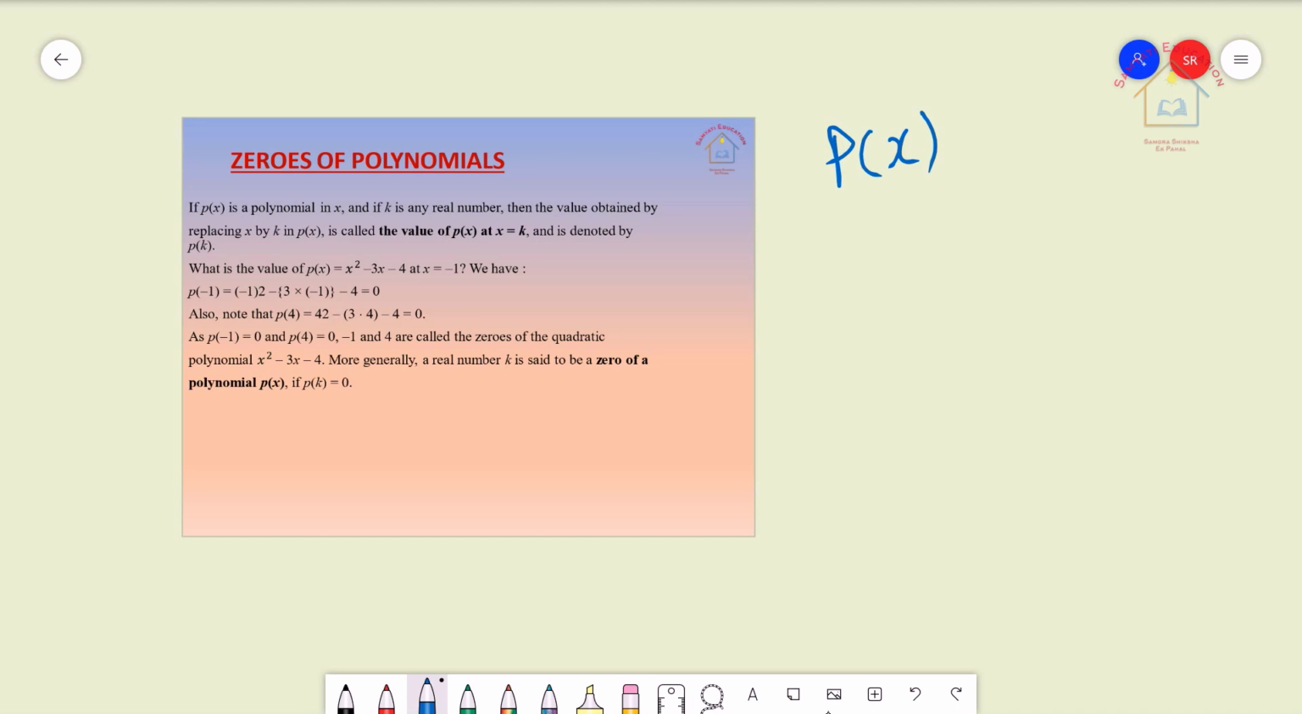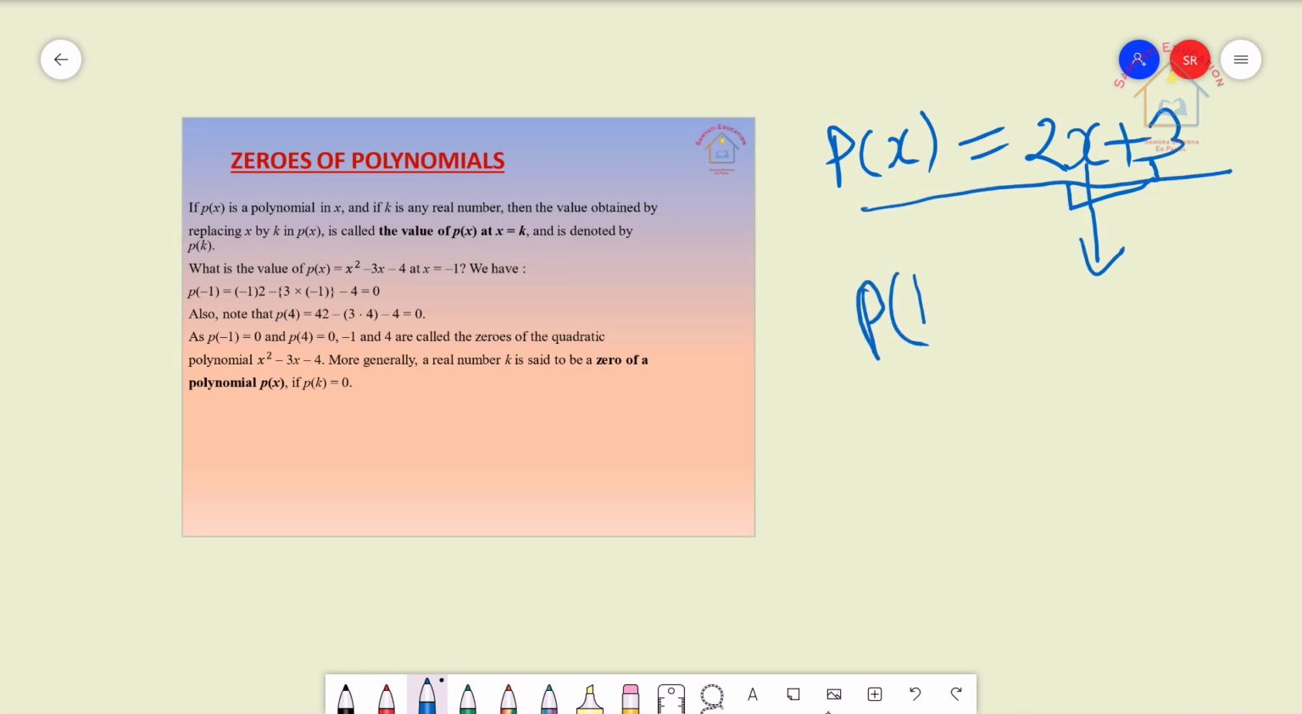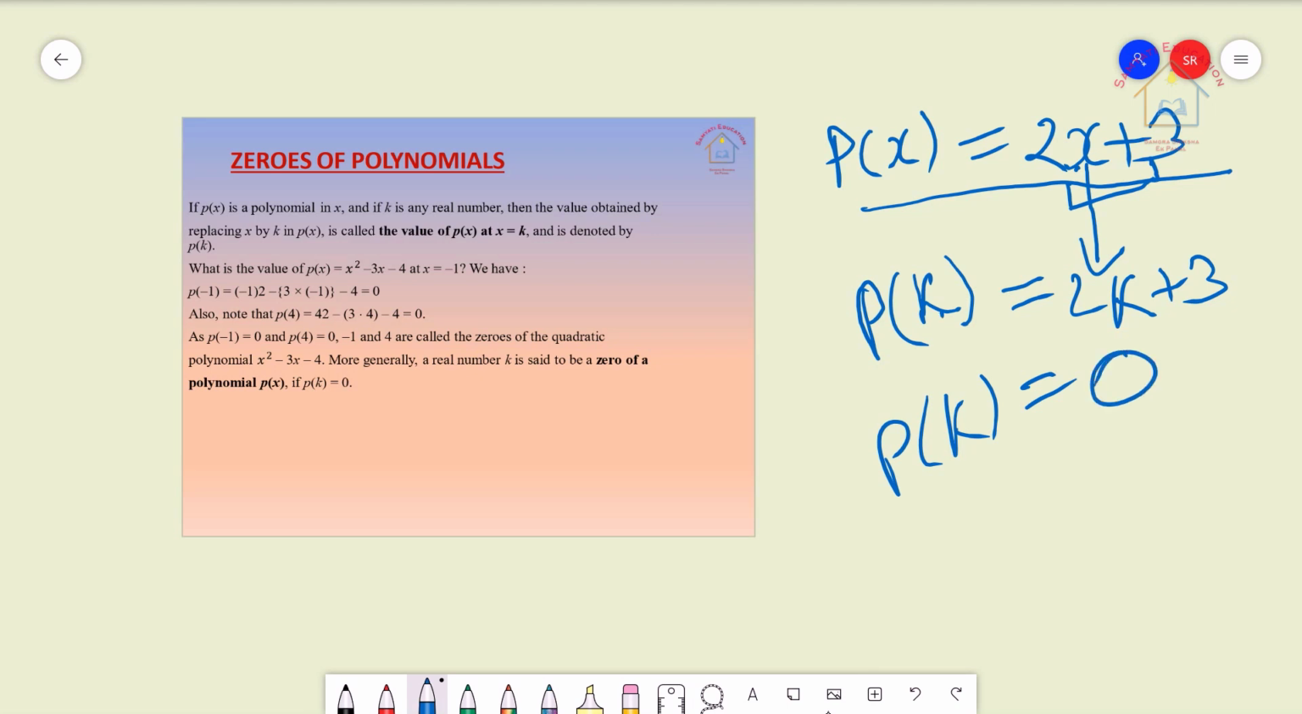If we see any polynomial, linear, cubic, quadratic, let's take it like 2x plus 3 right now. I'm going to take it as a linear polynomial. So at the value of x at which this polynomial becomes 0, let's say that at k it becomes 0, then p(k) is equal to 2k plus 3 and p(k) is equal to 0. When we put k in this at the place of x, then it becomes 0, then k is the zero of this polynomial.